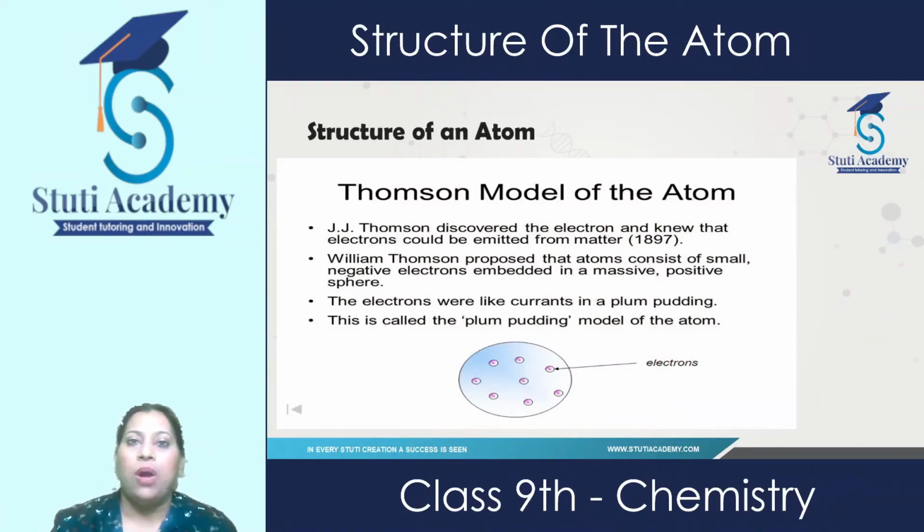Now we'll study about structure of atom. There are different scientists who gave their theory and models regarding the structure of atom. And the first model is J.J. Thomson model. It is also known as plum pudding model. Like in a pudding, some raisins are scattered, or we can compare it with a watermelon. Like black seeds are scattered in the watermelon. So J.J. Thomson compared the structure of an atom with the plum pudding.